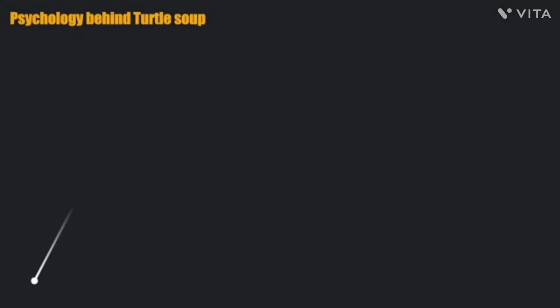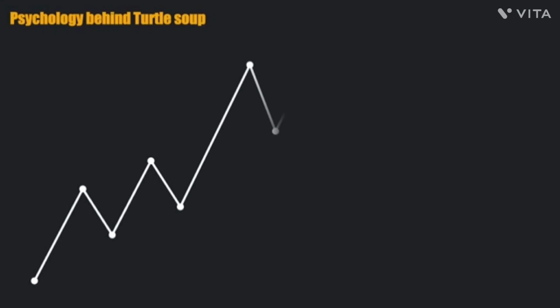The psychology behind this setup is simple. Imagine the market is in a clear uptrend. If smart money wants to buy this asset, they need sellers in the market. In other words, they need liquidity. But where does liquidity exist? Liquidity is found below every swing low and above every swing high.